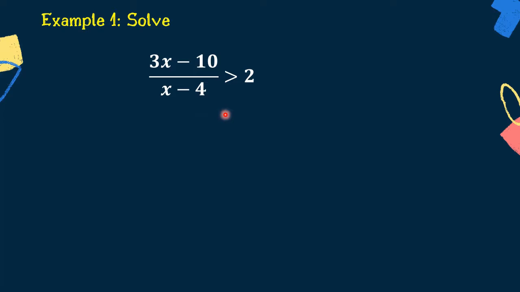In our previous video lesson, I have already discussed how to write interval notations and also how to graph it on a number line. So again, ang solution dito ay interval notation. Notice that we have here the inequality symbol, which is greater than. On the right side of our inequality symbol, there is the value of 2. And on the left side, there is a rational expression.